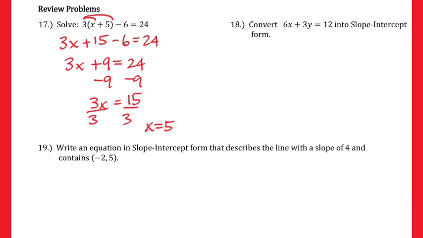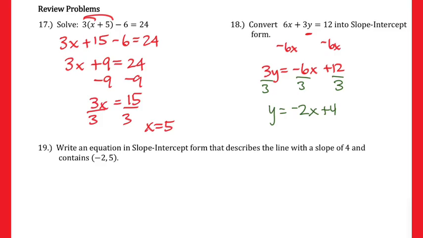On 18, I need to convert this into slope-intercept form, which means I need to solve for y. So I subtracted 6x from both sides, and I divide by 3. And I get y equals -2x plus 4.